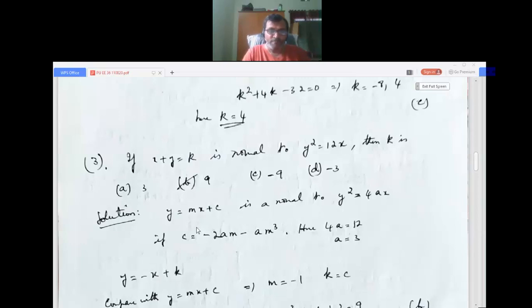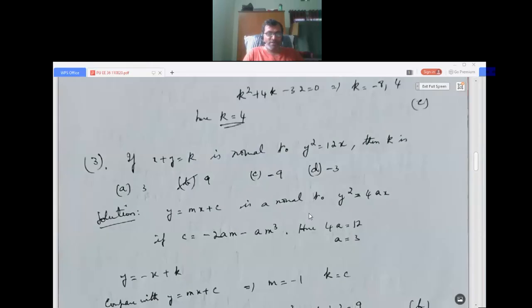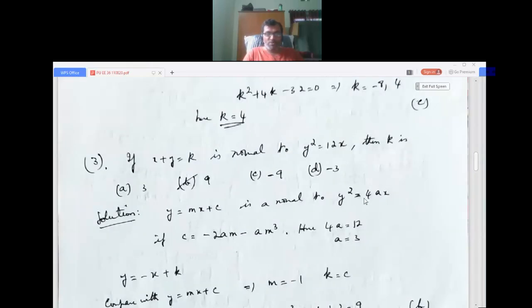So now here, y equals mx plus c is normal to y squared equals 4ax. The formula has a derivation; y equals mx plus c is the standard form, and it will be a normal to y squared equals 4ax if c equals minus 2am minus am cubed.